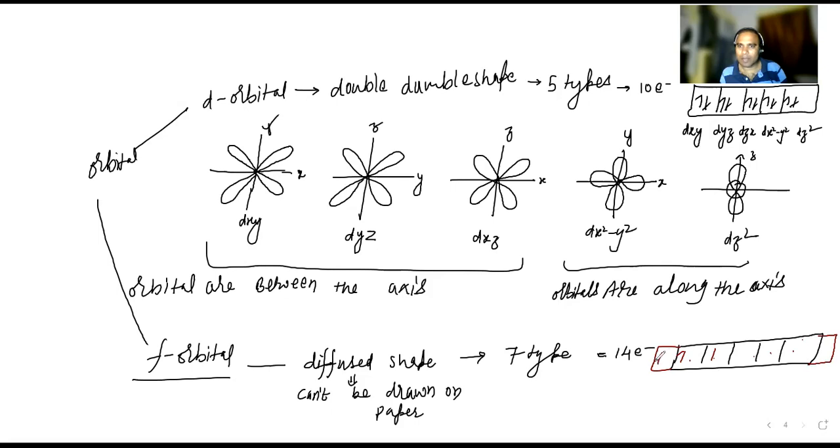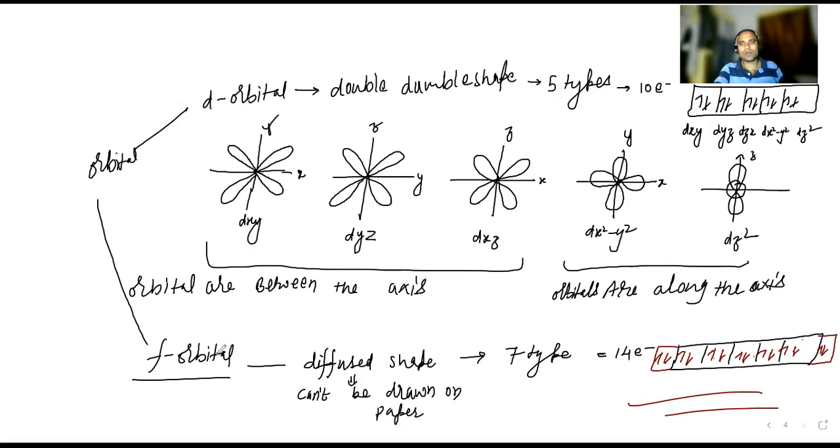So this is 1, 2. Here is 3. This is 4, 5, 6, and going to be 7. Here is 8, 9, 10, 11, 12, 13, and 14. This is the F orbital. This is the concept of orbital. Can you understand this one?